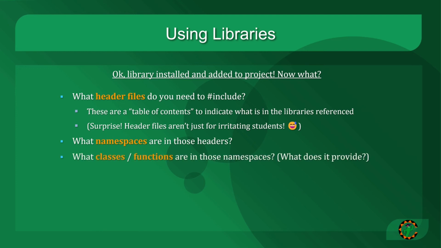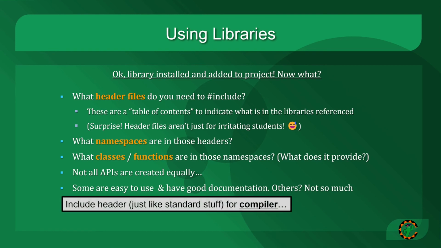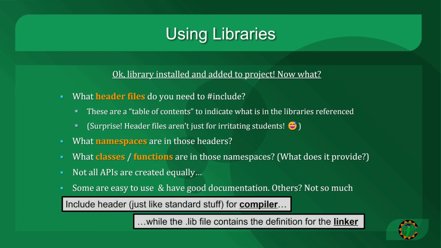What does it provide? Not every API is created equally. Some of them are really easy to use and they have good documentation, and other ones, not so much. But the critical pieces are just like any other program. We include a header for the compiler itself. And the library file, a .lib or .a file or something else, contains the definition that's used when linking the program.